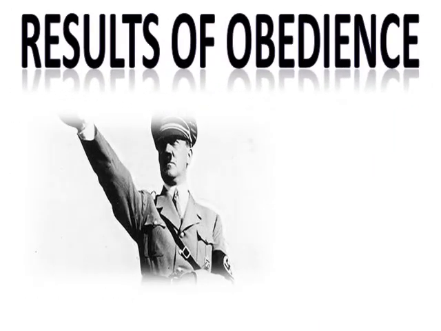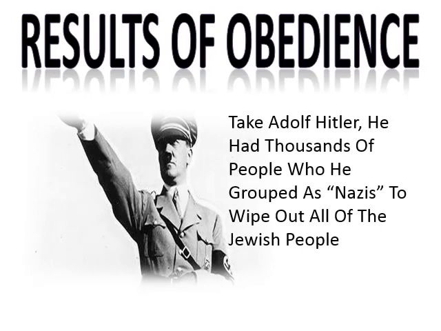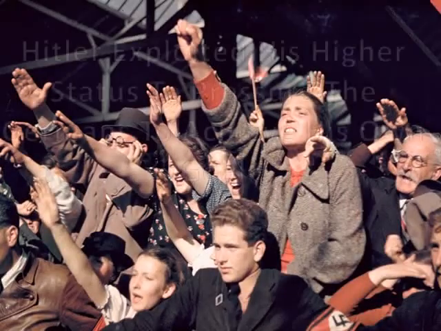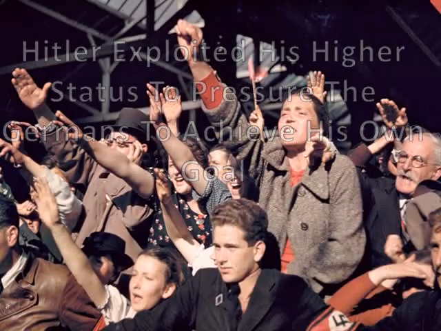We can look back at powerful dictators to see how they use obedience, to have people follow their demands in the pursuit of their own personal goal. Take Adolf Hitler. He had thousands of people who he grouped as Nazis to wipe out all the Jewish people. Hitler exploited his higher status to pressure the Germans to act out on his goal.